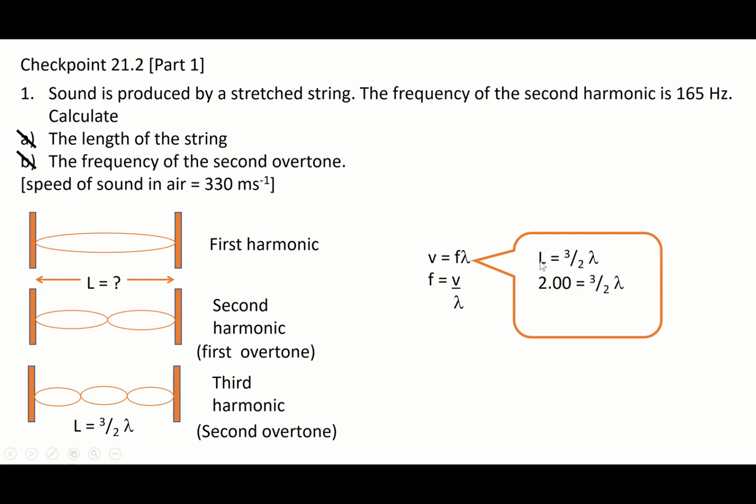So we substitute the length that we calculated in 1A, which is 2 meter, equals 3 per 2 lambda. Cross multiply, and we get lambda equals 4 per 3 meter. Now we substitute the values into here. v is 330 meter per second and lambda is 4 per 3 meter. So the frequency is 248 Hz. That's the answer for question 1B.